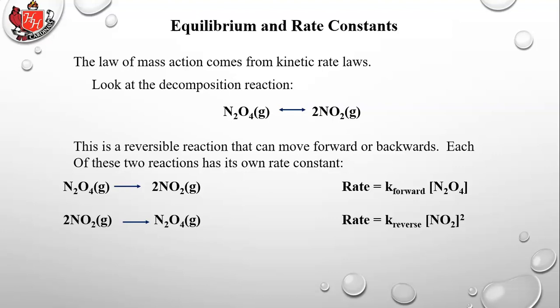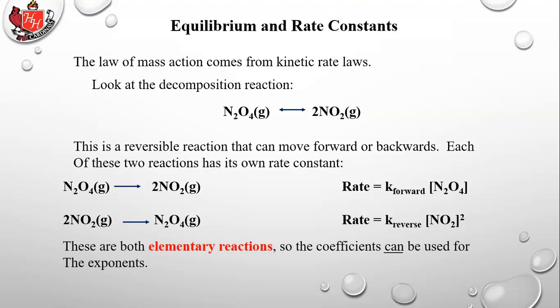Now think about it. At equilibrium, what do you know about those two rates? If the amount of products and the amount of reactants are moving back and forth, but they're staying the same, what can you say about the two rates? These are both elementary reactions, so the coefficients can be used as exponents.